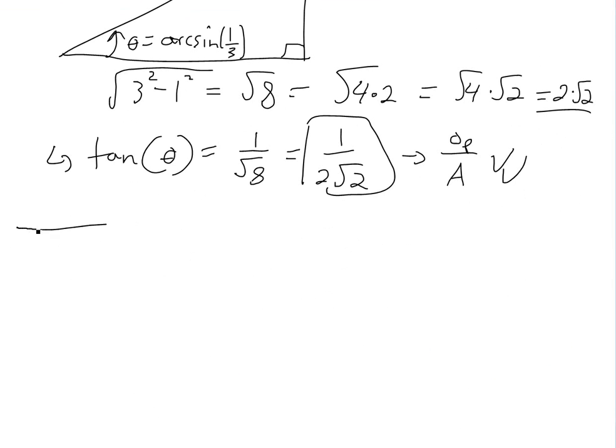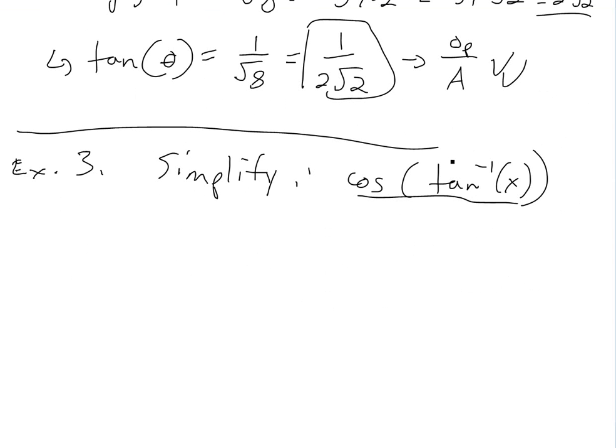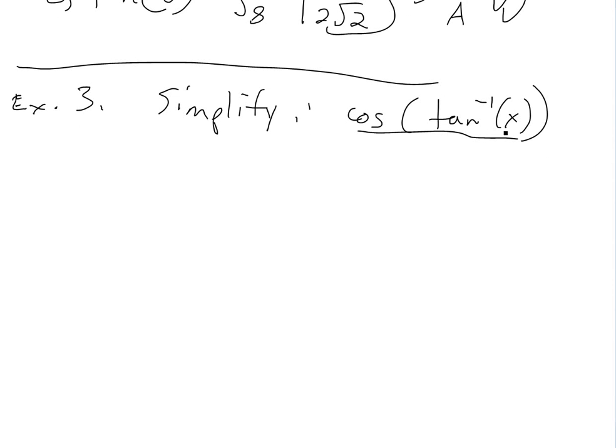So now let's do another example. Let's say we want to simplify cosine of tan inverse x. This is inside this. It looks really complicated, but it's actually really easy. In a definition, you would write this like tan inverse. If you go step by step, always work inside out. Start from tan inverse x.